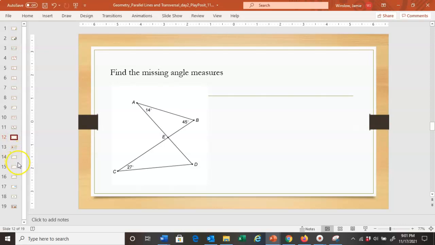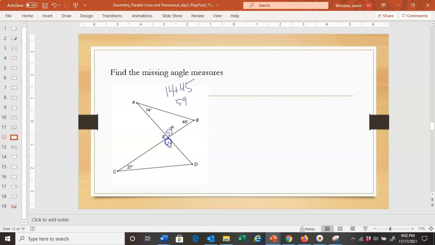All right, let's find all the missing angle measures. So we're going to work ourselves through the picture. Here we have two angles, so let's find the third. 14 plus 45 is 59. This one is 59.